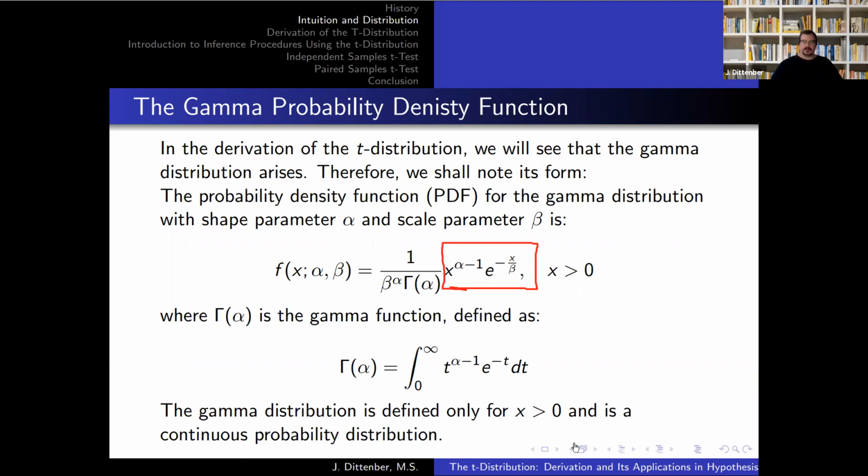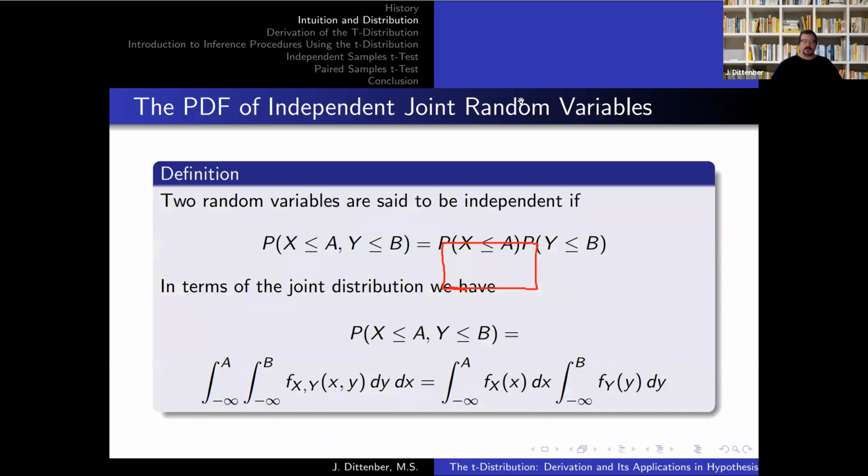Now let's continue on. The last thing which I mentioned is that we're going to need this fact about independent joint random variables. So if two random variables are independent, then we can find that the product of their probabilities is the intersection. I'm kind of butchering this, hold on.